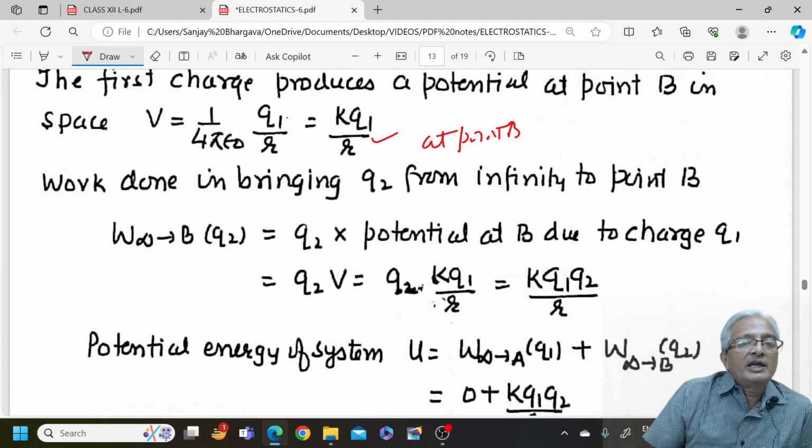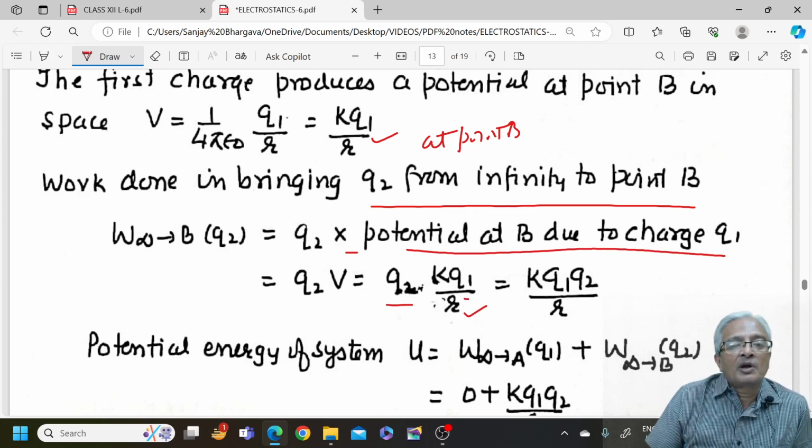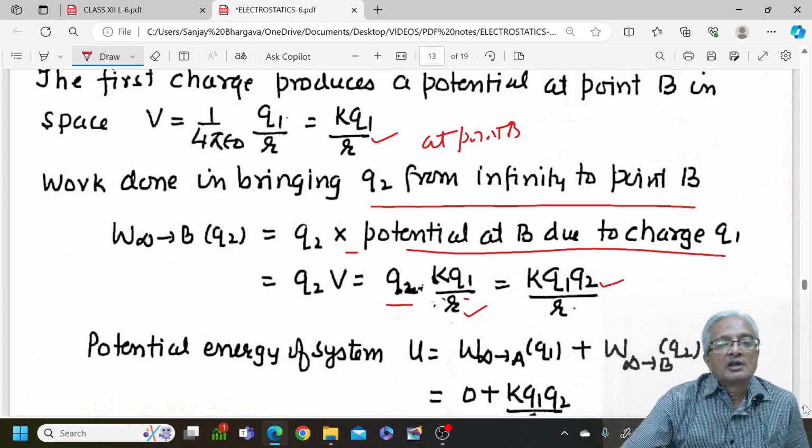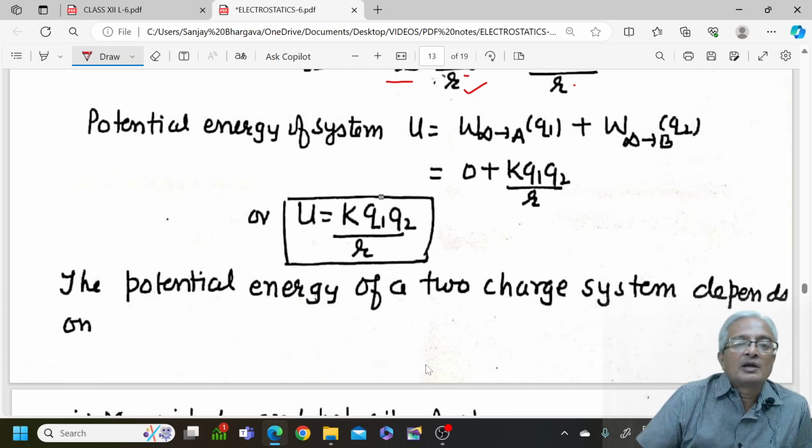Now work done in bringing Q2 from infinity to point B would be Q2 into potential at B due to charge Q1. So that is Q2 times V. So Q2 times V is K Q1 upon R. So the potential energy of a two-charge system is K Q1 Q2 upon R. So total potential energy comes out as K Q1 Q2 upon R.